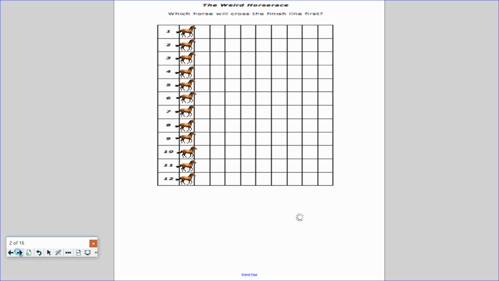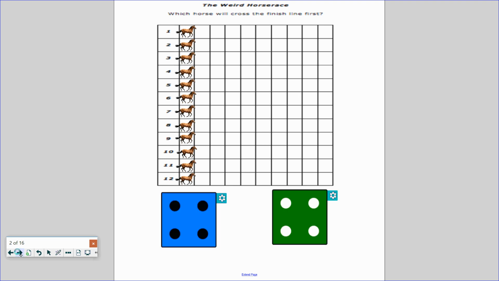All right, so this is called the weird horse race. We're going to be kind of betting here. There are 12 numbers to select from. You are going to be rolling 2 number cubes, and then we're going to find the sum of those 2 number cubes and mark it. We're going to see which horse you think will reach the finish line first.